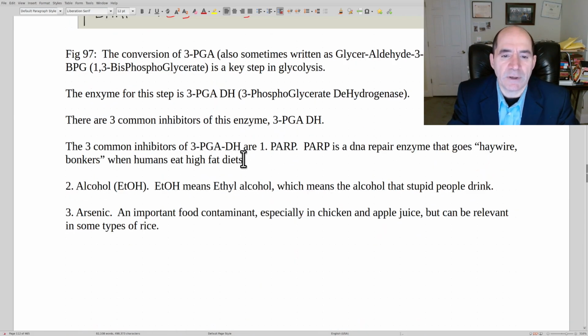Oh, things that also inhibit 3-PGA. Well, PARP is a big one. I'll explain to you what PARP means in just a little bit here. It's a DNA repair enzyme that basically goes haywire, bonkers, a disaster in diabetes. Alcohol can also inhibit 3-PGA dehydrogenase. And that makes people stupid. Arsenic is also another inhibitor, and arsenic can be a problem. Arsenic's a lot higher in chicken than it is in rice. Okay.